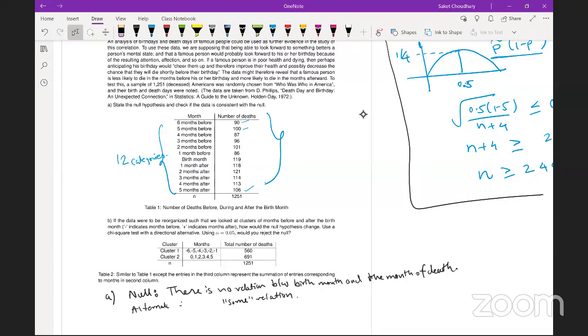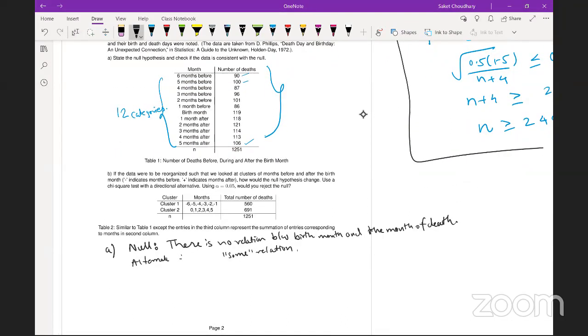So given this kind of information, we have 1251 deaths, and they happen over 12 months. So what is our expectation, right? The null expectation says that there is no relation. So given that there are 1251 deaths happening in 12 months, we expect that in 1 month, we have approximately 1251 divided by 12 deaths, right?